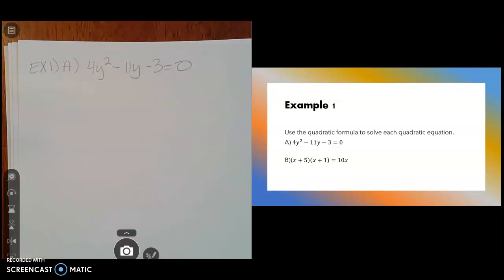Welcome back to section 11.3. The next thing we're going to do is practice using the quadratic formula to solve quadratic equations.